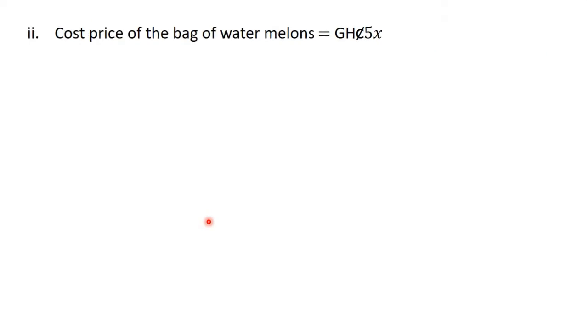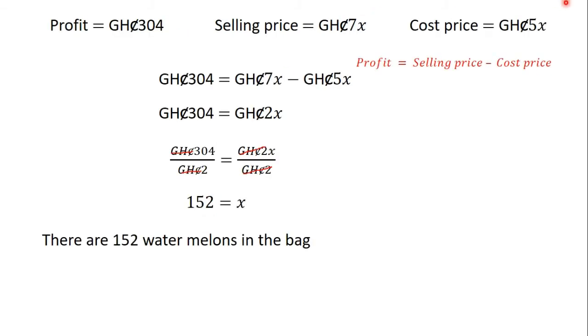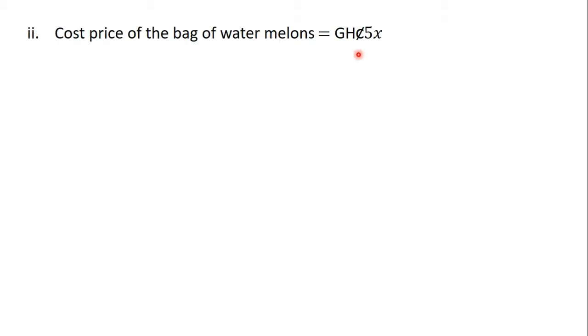The next part of the question says that we should find the cost price of the bag of watermelons. We know that the cost price here is 5x, and we have found x to be 152. So if you want to find the cost price, you just replace x with 152, and this will give us 5 Ghana cedis times 152, and 5 times 152 will give us 760. So 5 Ghana cedis times 152 will give us 760 Ghana cedis.